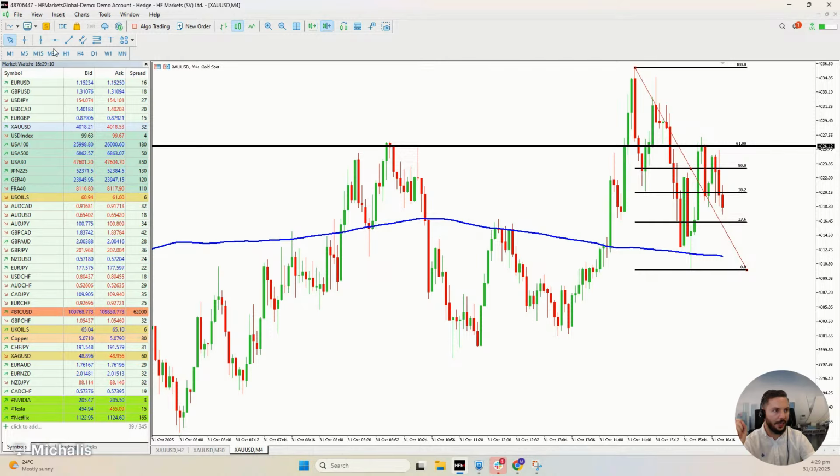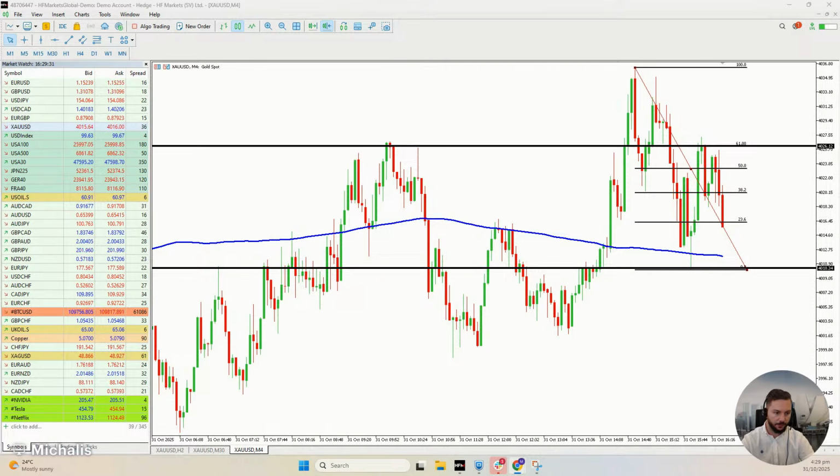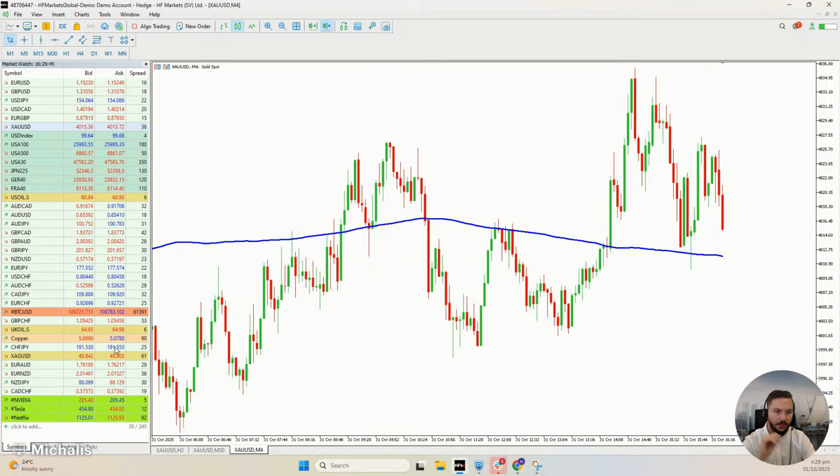I'll actually write these levels down on our chats for you. So we have 4028 and we also have 4010. So I've got those levels here on our chat for everybody.